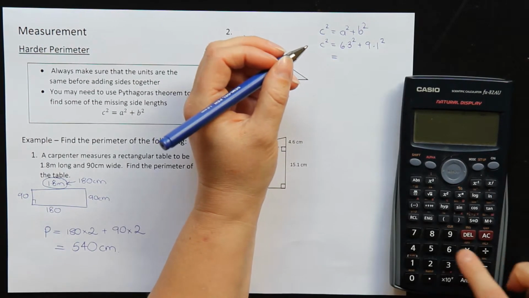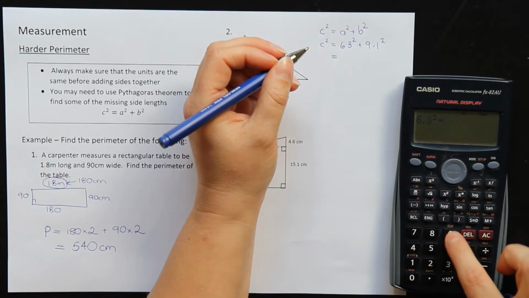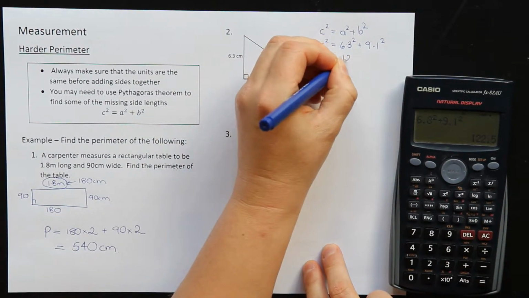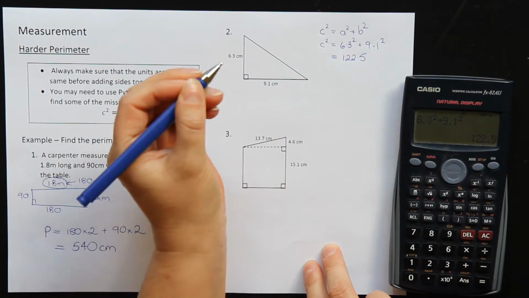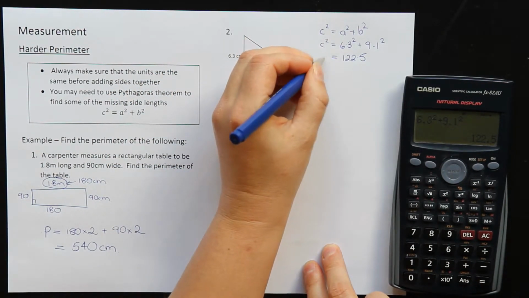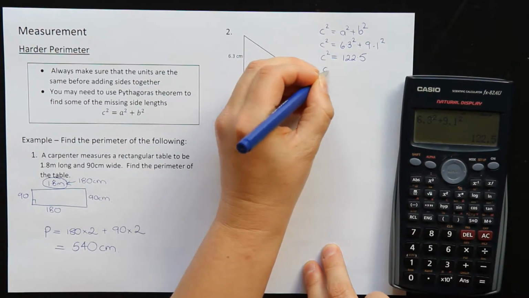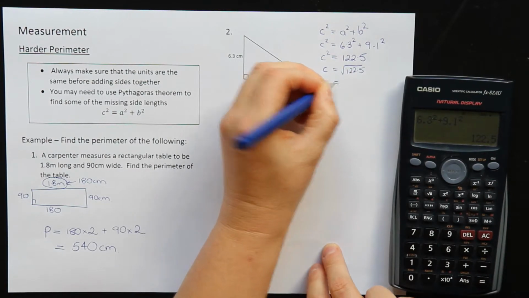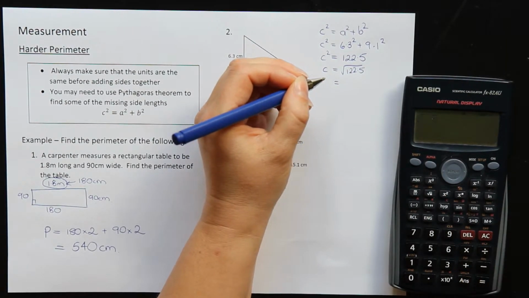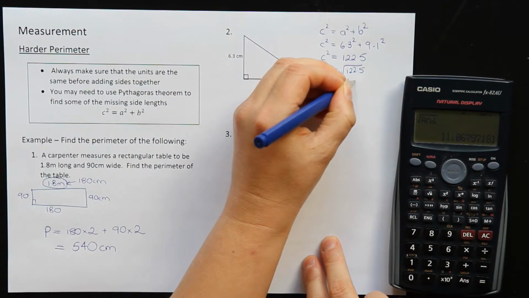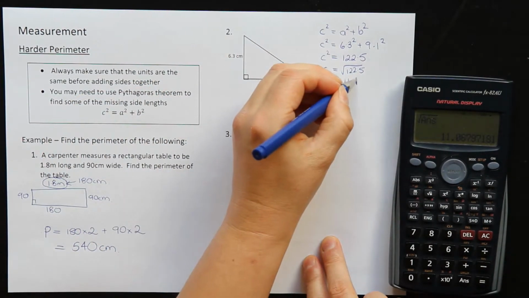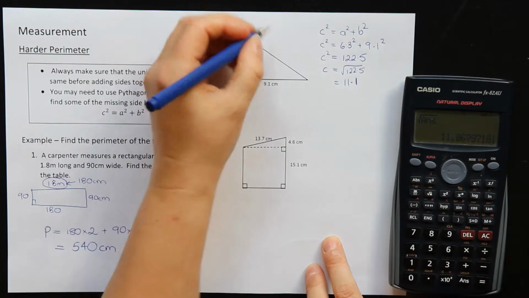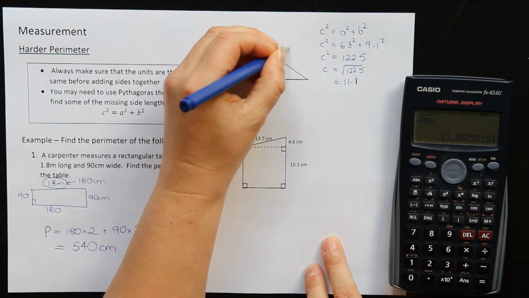Okay, then I'll use the calculator. 6.3 squared plus 9.1 squared equals 122.5. Now to get rid of the c squared that we have here, I will need to square root 122.5. And that is equal to 11.1 if I stick to one decimal place. These ones are in one decimal place, so we'll just stick with that. Okay, so this side is 11.1 centimetres.